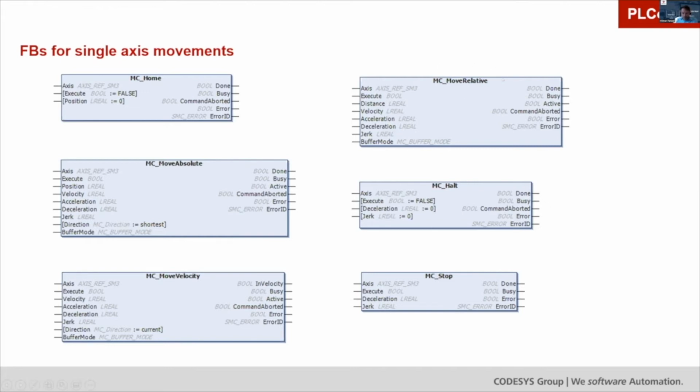Let's see the move relative function block. That is very similar. The only difference is that it's not expecting a position, but a distance as an input. So relative to the position where the axis is when we start this movement, the axis is moved. And also you will see there is no direction, because the direction is implicitly defined with the sign of this distance. If it's positive, then it's positive direction. If negative, it's negative direction.